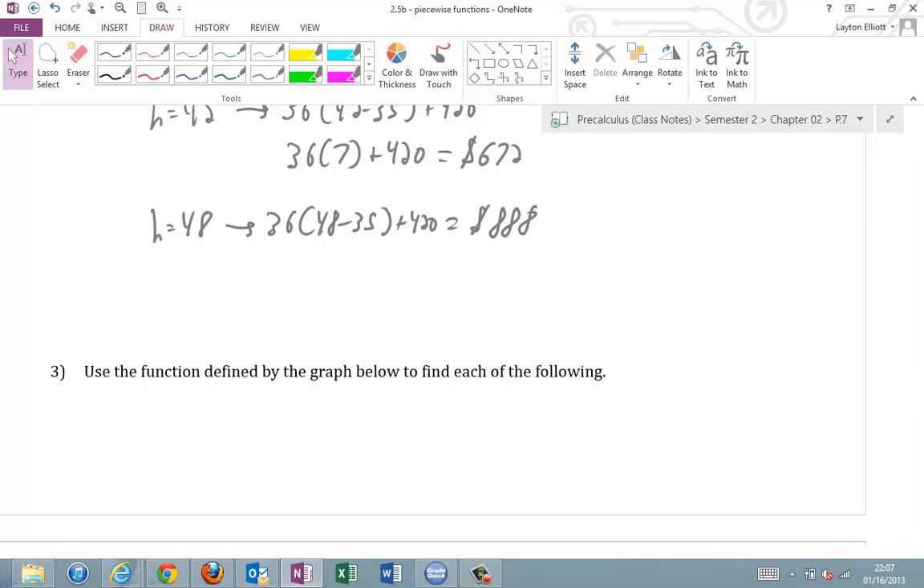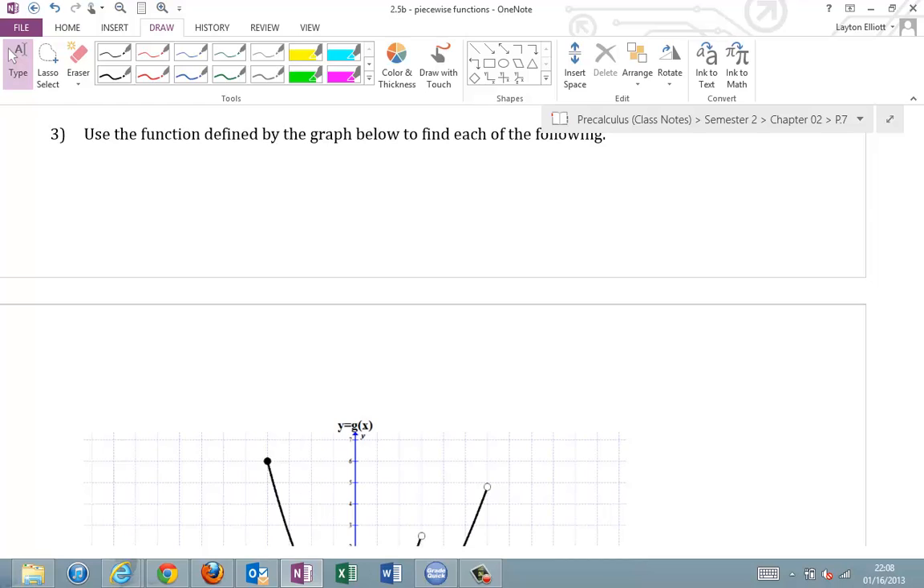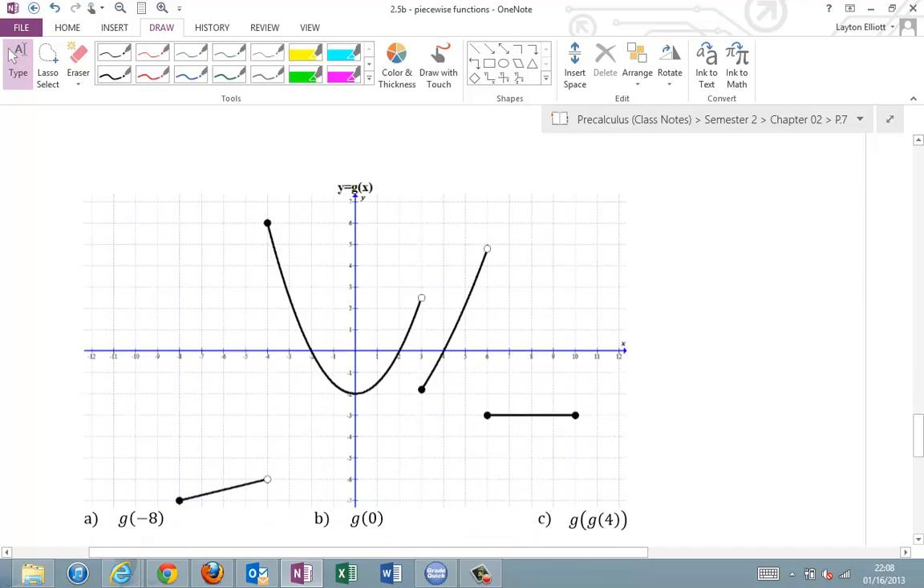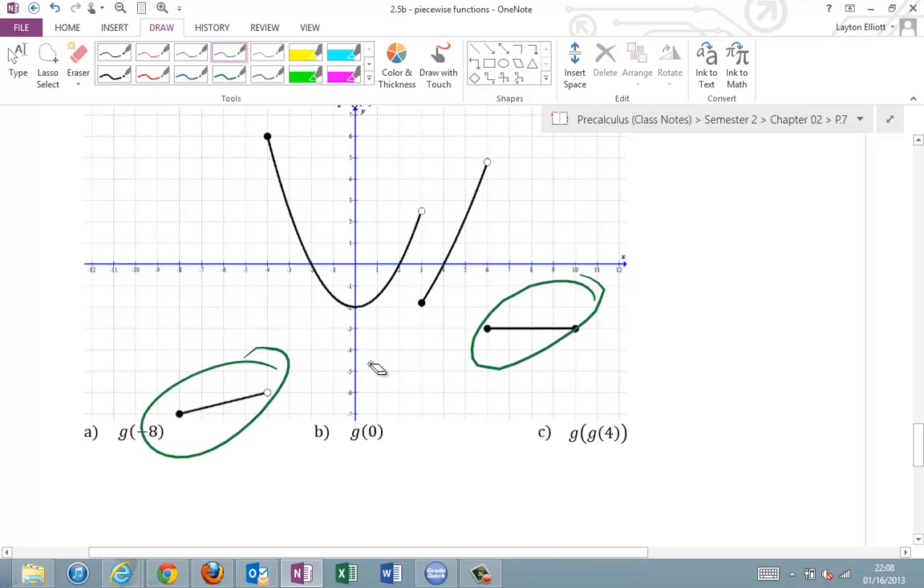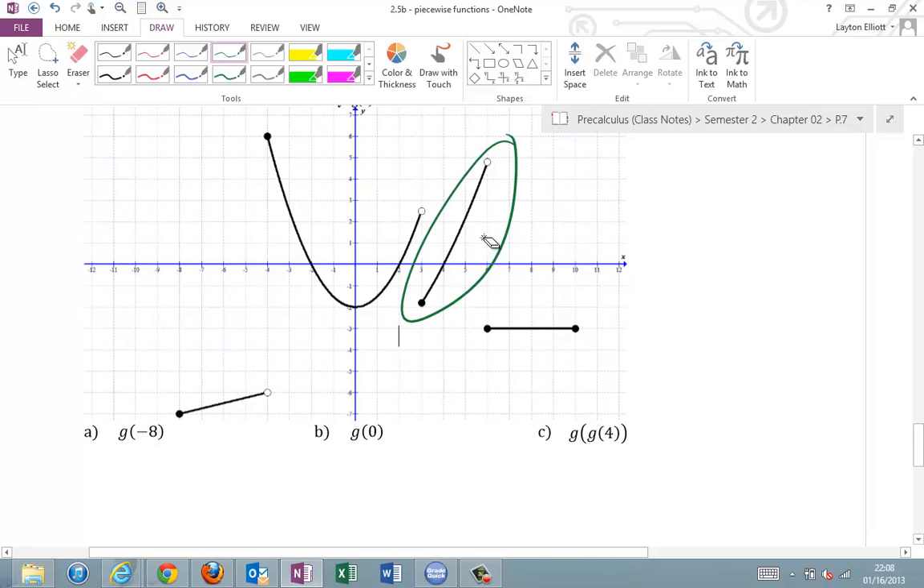Use the function defined by the graph to find each of the following. Okay, those directions should have kicked over, so sorry about that. Hopefully on your handout it's correct. Here's a piecewise function graph. This one's a little nuts. You got 4 pieces. The way I look at it, you have 2 linear pieces, and we have 2 pieces that don't look quite linear. This one isn't quite linear.